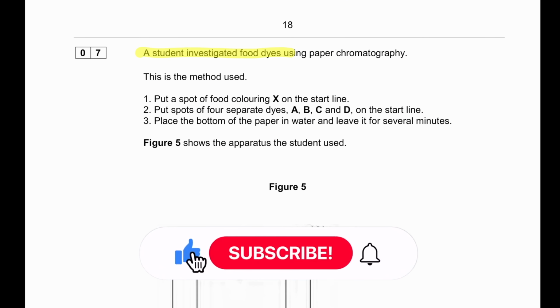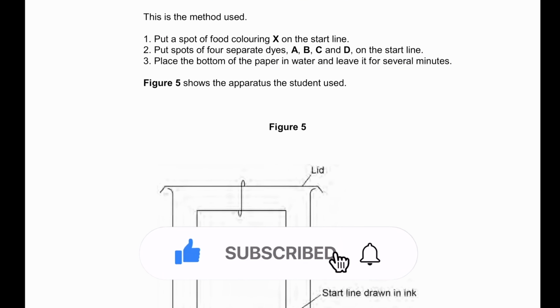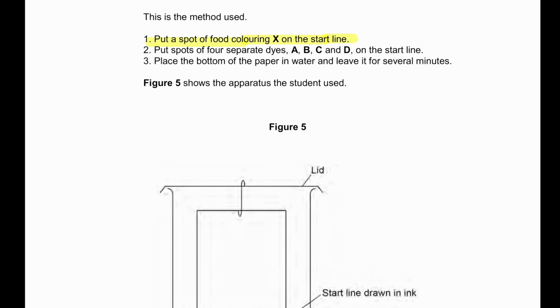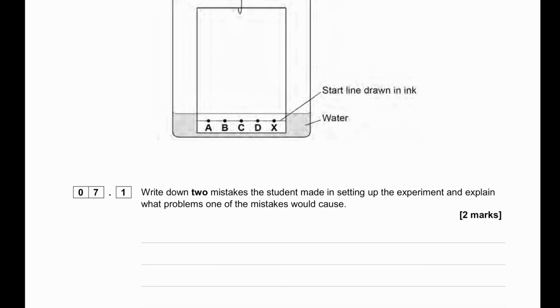The student investigated food dyes using paper chromatography. Put a spot of food coloring X on the start line. Put spots of 4 separate dyes A, B, C, D on the start line. Place the bottom of the paper in water. Leave it for several minutes. Figure 5 shows the apparatus the student used. Start line drawn in ink. Okay, so obviously this is a mistake. It must be drawn with a pencil.